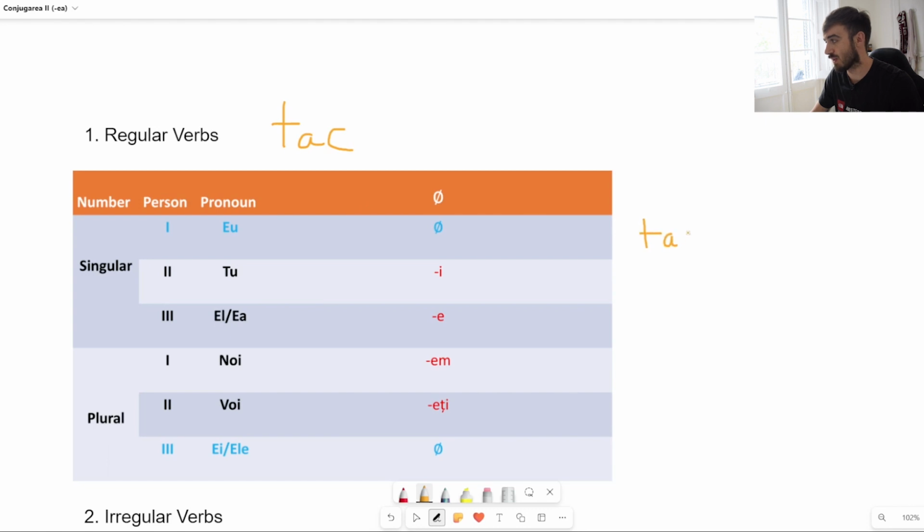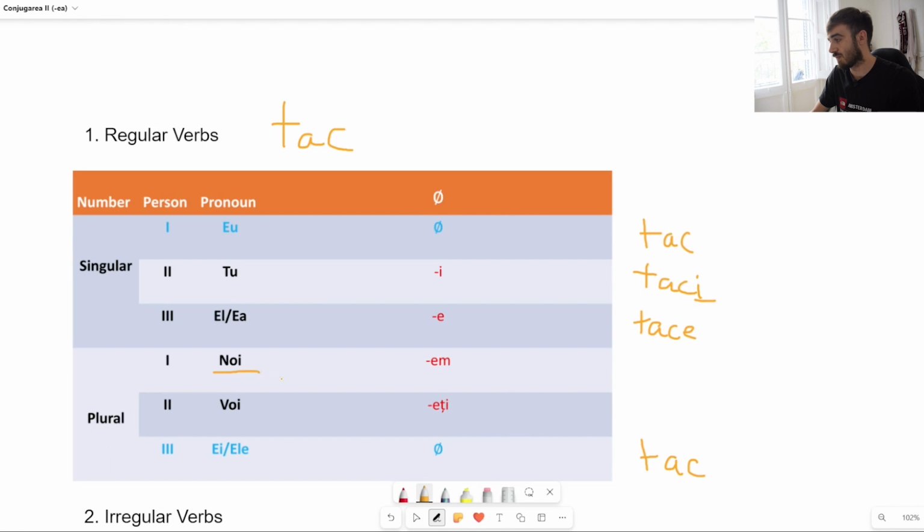So this will be the eu form. And looking at the blue rule, also will be the ei form. How do you do the tu form? Oh, obviously you will add the I. How do you do the el-ea form? You add the E, tace.